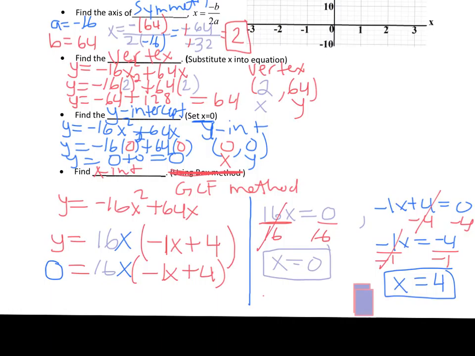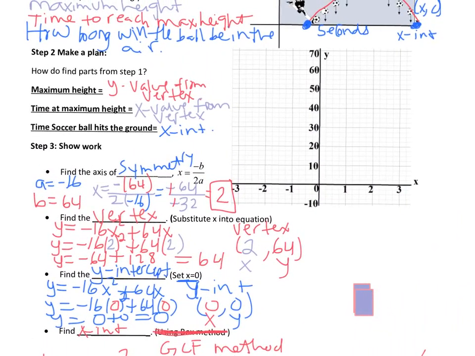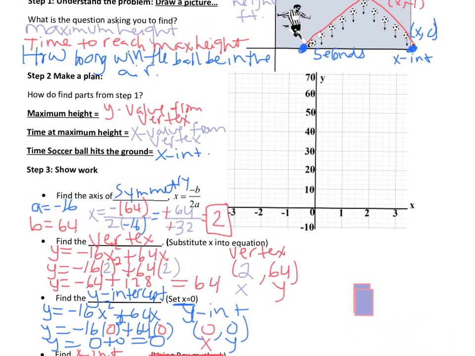So let's scroll up and plot these points. Let's start with our vertex, and our vertex is at step number 2. And we said our vertex was at (2, 64). So you go over 2 and all the way up to 64. So a point right here.